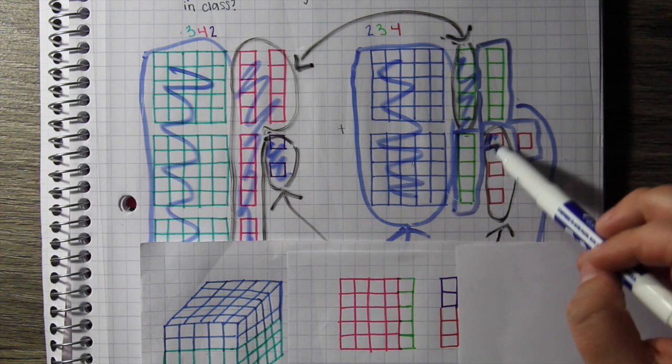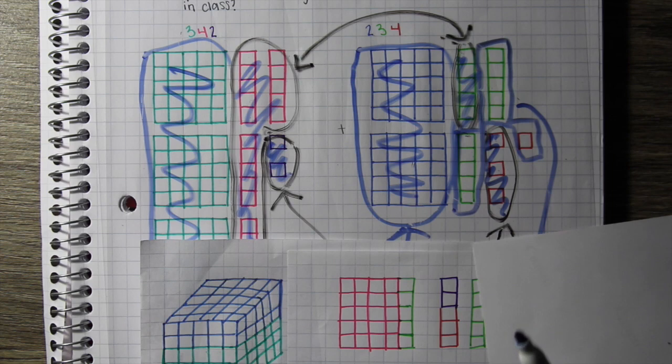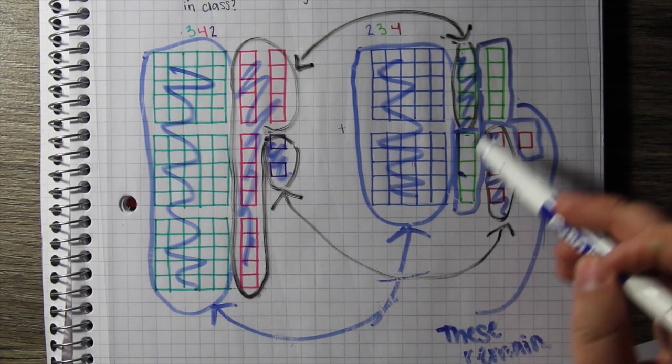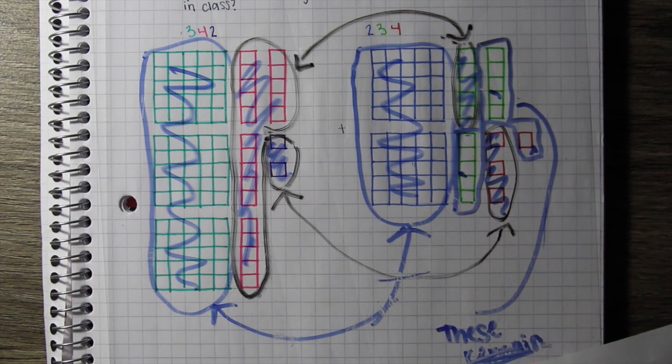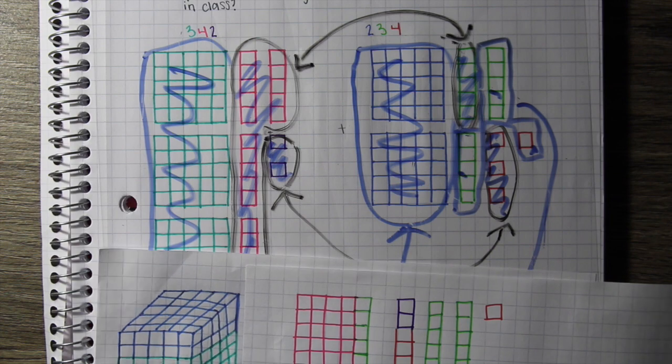So crossing those out once more, and then finally I'm taking what remains, which is those 2 rods and 1 block from 234, and I'm going to go ahead and show those now as my final production of this recreation of this addition problem.